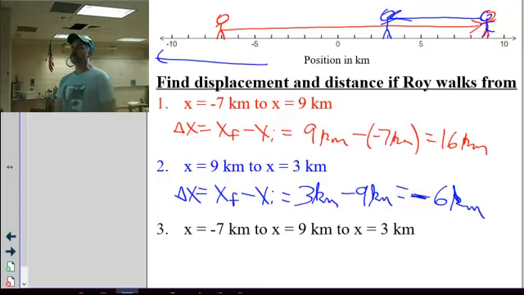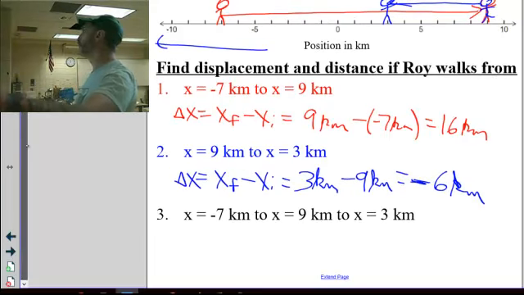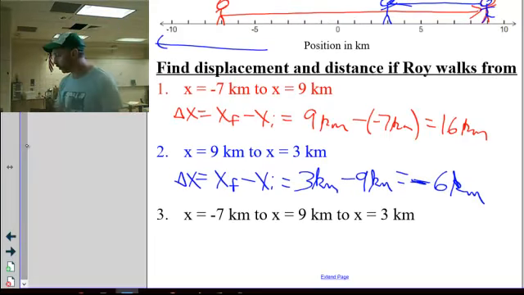All right, now, what if we did both? What if we wanted to find the displacement for the whole thing? So Roy is going to walk from a position of -7 to a position of 9, and then back to a position of 3. Let's find the displacement for the whole thing.